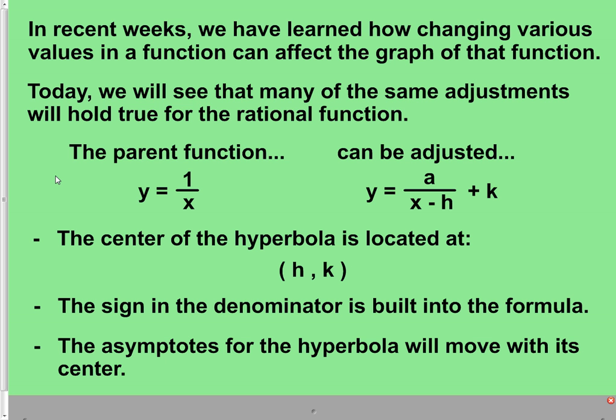And as we move our graphs around, as h comma k moves around in the graph, of course the asymptotes are going to move with it. Some of you are still under the impression that the asymptotes always live on the x-axis and always live on the y-axis, and that is not true. They move with the center of the hyperbola.